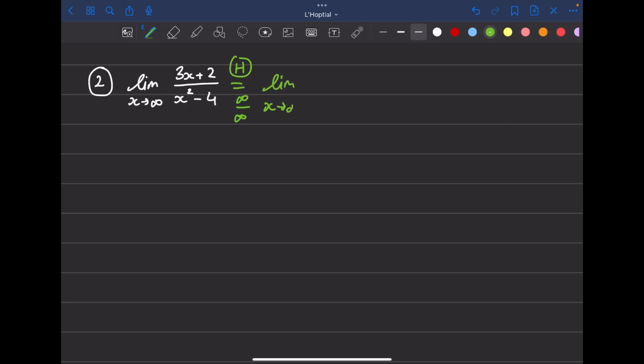as x approaches infinity. And then what is the derivative of the top? The derivative of 3x plus 2 is just 3. And then of the bottom, so derivative of x squared minus 4 is 2x. Okay, after that, plug infinity in. So if you plug that in, you would get this is equal to 3 over 2 times infinity, which is the same as 3 over infinity, which is 0. Because we know that if you divide anything by infinity, the number becomes really, really small, which is basically 0.